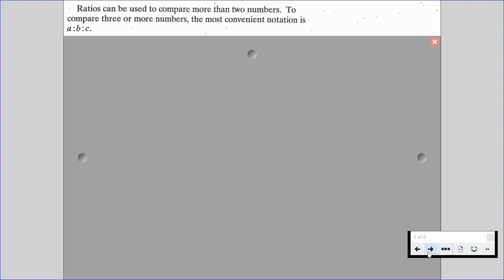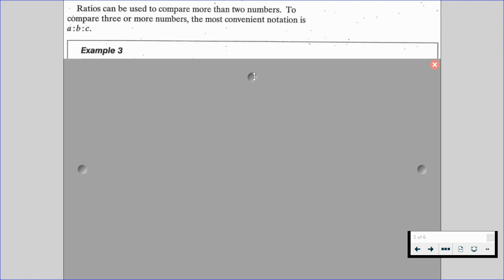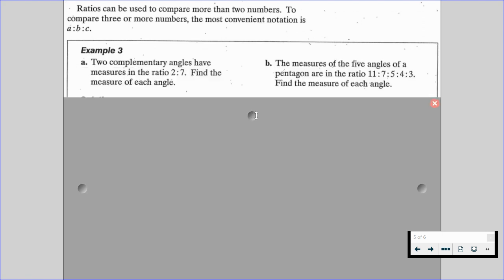So ratios can be used to compare more than two numbers. To compare 3 or more numbers, the most convenient notation is with a colon. So A colon B colon C. And in example number 3, we're given two different scenarios. A, two complementary angles have measures in the ratio of 2 to 7. Find the measure of each angle.